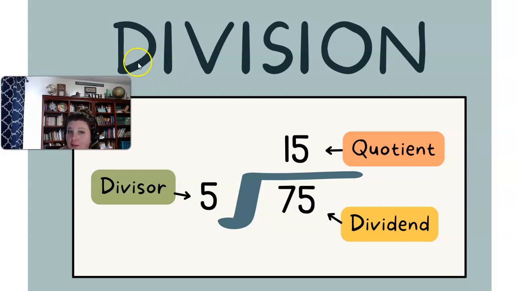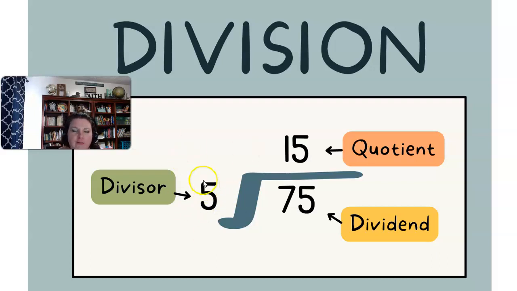Let's learn long division. Before we begin, let's take a look at some important words used in division. Our dividend is the number that we are dividing into groups. It's the number that goes inside of this division bracket. So we would say this division problem like this: 75 divided by 5.